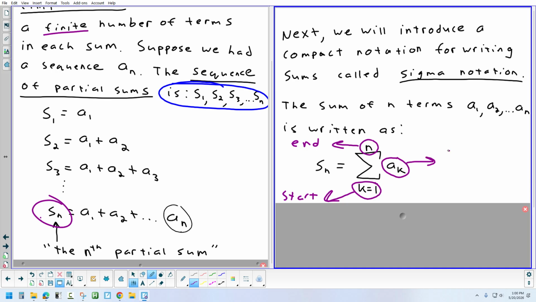And this is going to be the formula that's going to create the things you're going to add together. So it's going to be the formula for the sequence. And this capital, that's a capital Greek letter, capital sigma. That symbol in math means to add together a bunch of numbers. That's what it means.